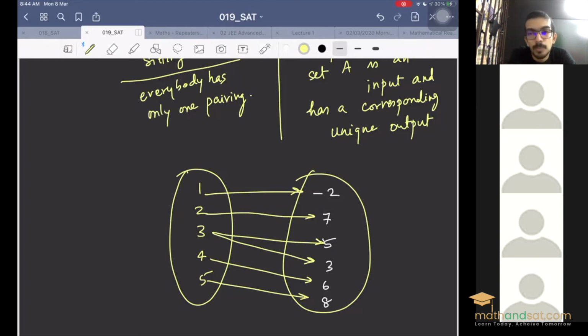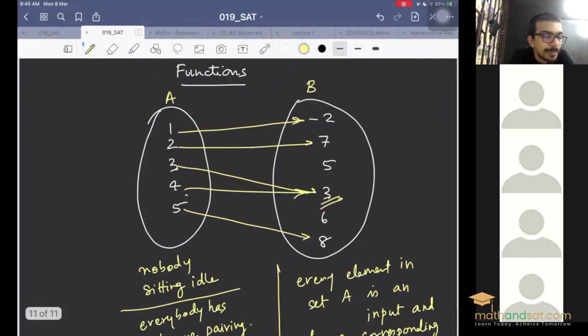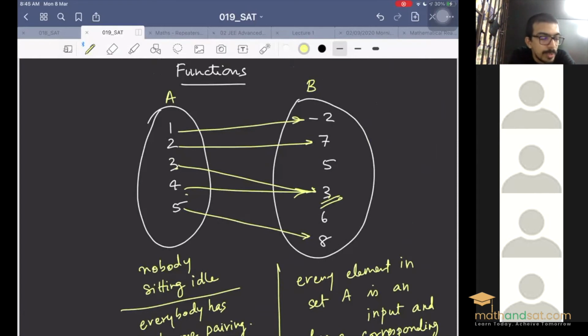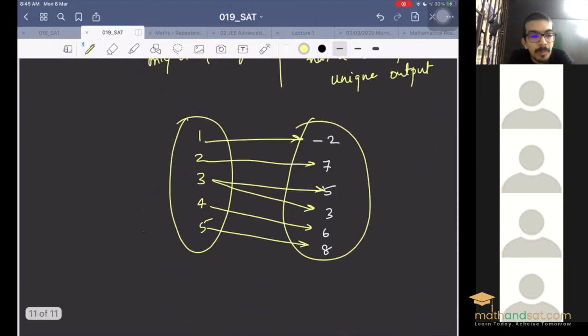Yes, 3 has 2 outputs. Every element in the first set has only a unique output in the case of a function. For every input, there is only one output. In the previous case, see this: 3 was pairing to only one number. 4 was also pairing to only one number. But in this case, 3 is pairing to two numbers. That is not possible. Got it? Got the idea? Others?